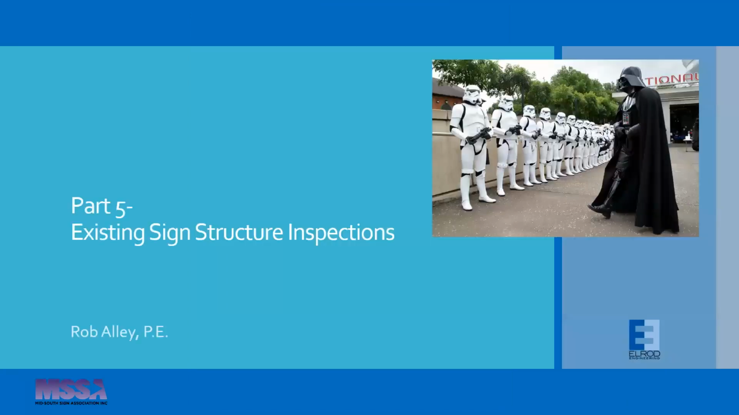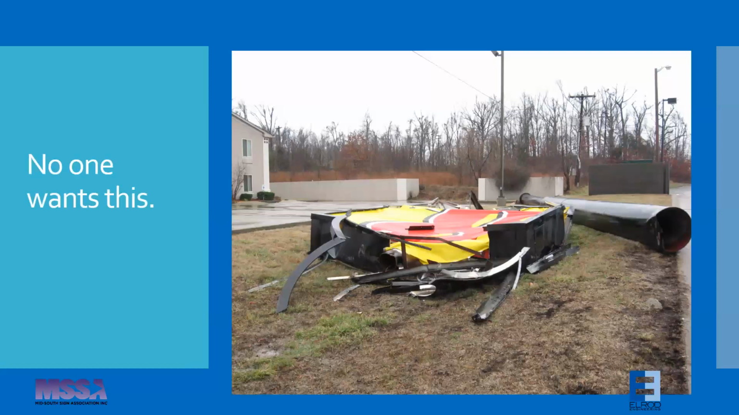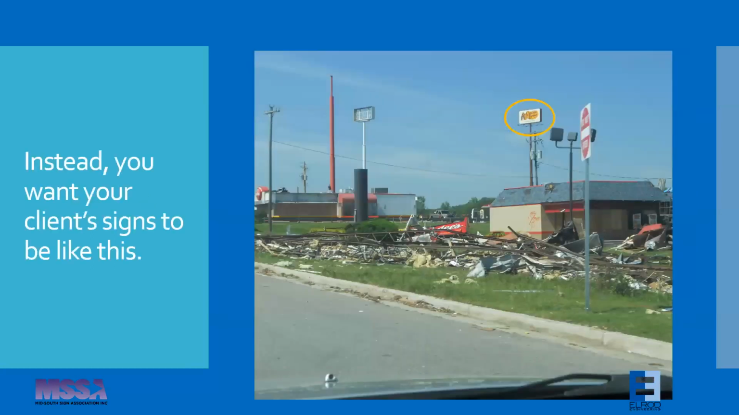All right, so let's talk about existing sign structure inspections. What is the point of an existing sign structure inspection? You've got an existing sign, somebody wants to put a new cabinet on it, they want to swap out the existing one, or they want to add another cabinet to it. And so you need to determine, can that structure handle this additional load or the new load, or was it even designed properly to begin with? No one wants to see this. Instead, this is what you want to see.